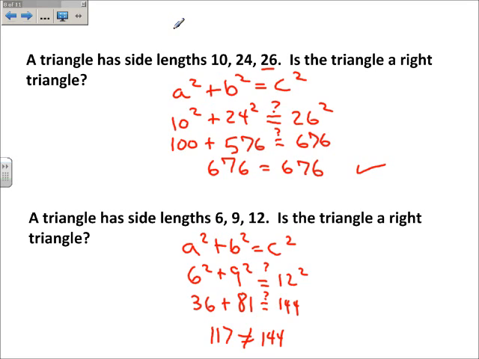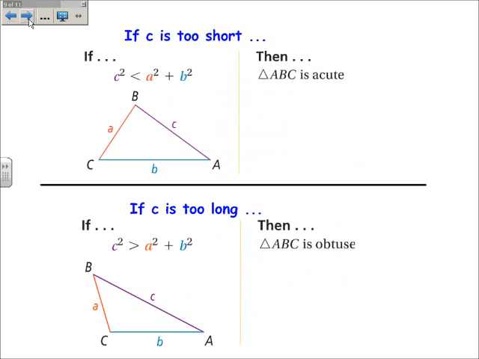Now, one interesting idea we can think about is, if it's not a right triangle, is it acute or is it obtuse? The way I think about that is, is c too big or is it too small? In this case, it's too big. If it's too big, it is an obtuse triangle. So it's not a right triangle, it happens to be an obtuse triangle. Again, if c is too small or too short, then it will be an acute triangle. If c is too big or too long, it's an obtuse triangle.